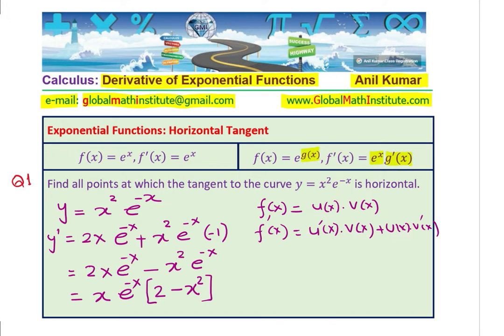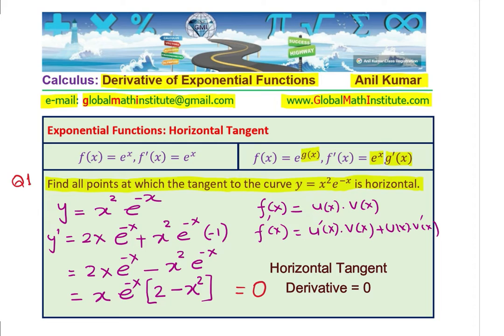So now you know the derivative. Can you pause the video at this stage and find all points at which the tangent to this curve is horizontal? It means that we have to equate this thing to 0 and find the value of x. That is what we mean when we say horizontal tangent.